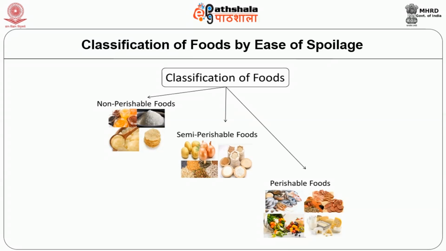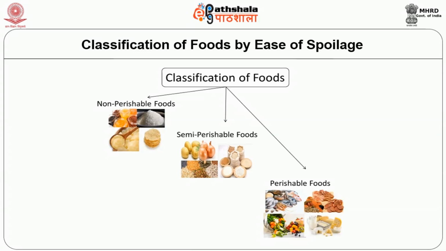Second type is semi-perishable foods. Semi-perishable foods do not spoil for a longer time when stored properly. They are low moisture foods. It includes processed grains, lentils, flours and dry beans. Their shelf life highly depends on the temperature and humidity of the air in the storage environment. Other semi-perishable foods also include onions, potatoes and nuts.